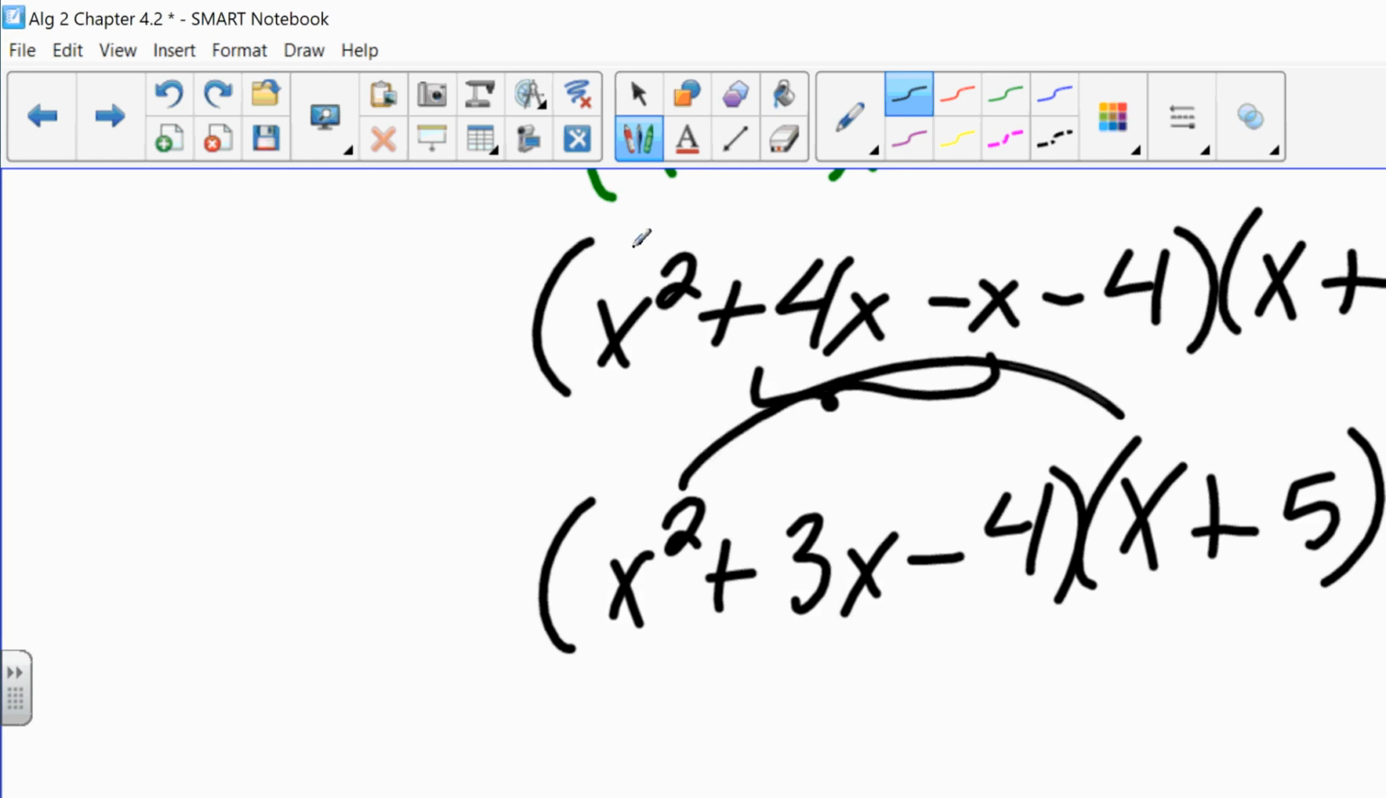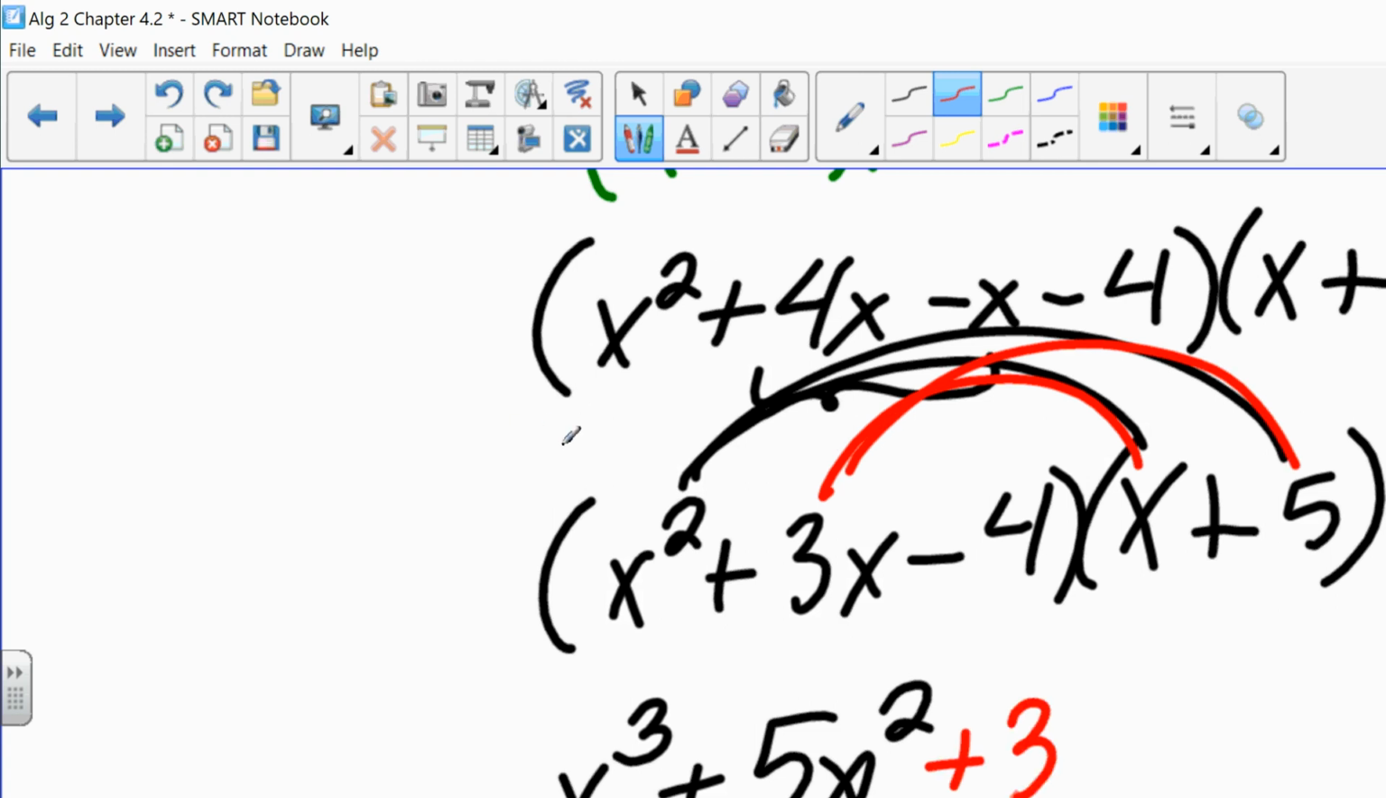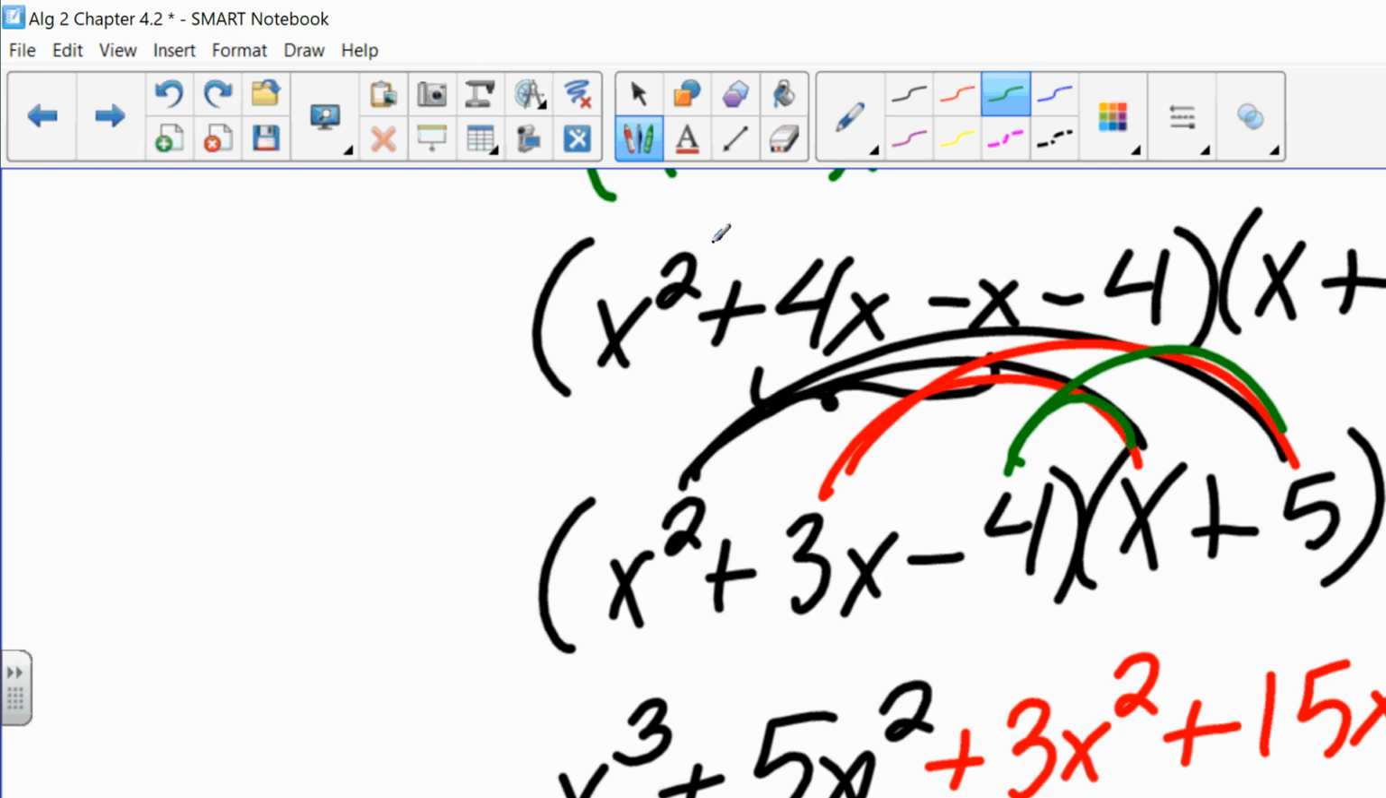Now lastly, we'll go on and do our last distributive. X squared times x would be x cubed. X squared times 5 is plus 5x squared. Then we'll do the same thing with 3x. 3x times x is plus 3x squared. 3x times 5 is plus 15x. And lastly, negative 4 times x is negative 4x, and negative 4 times 5 is negative 20.